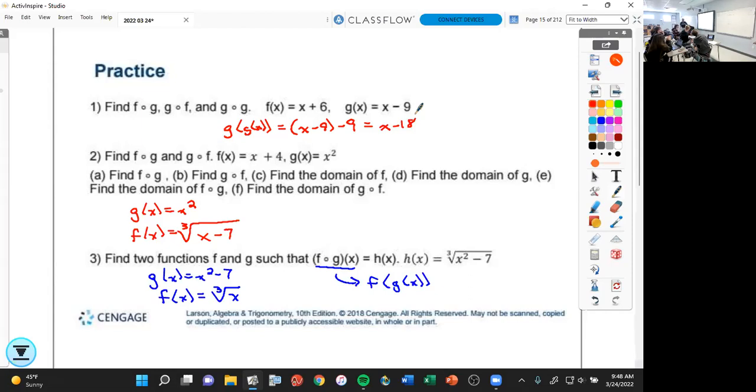Does order matter? F of g and g of f are different, right? Order matters. Okay. All right, folks, I'll stop the recording.